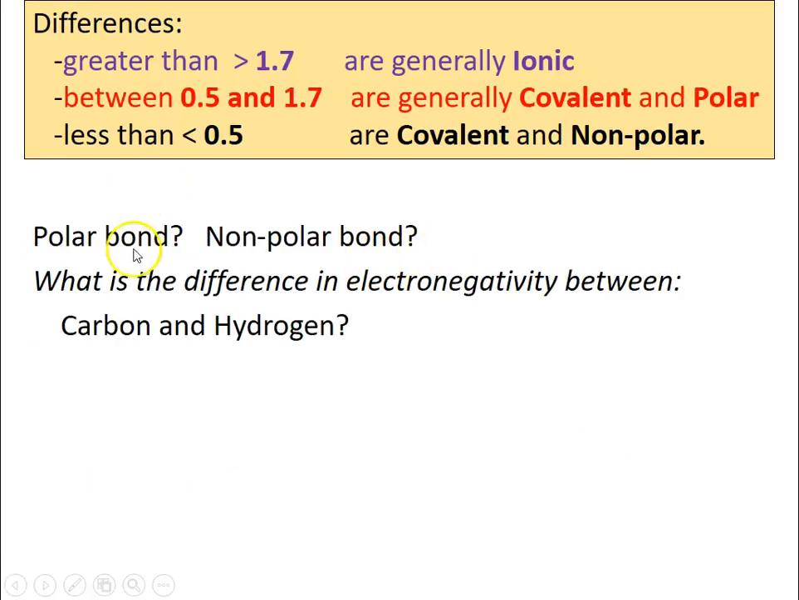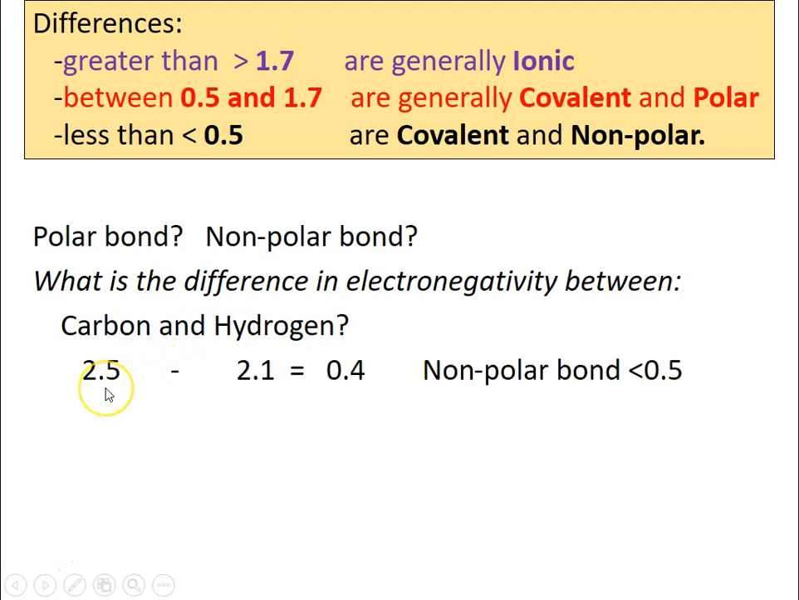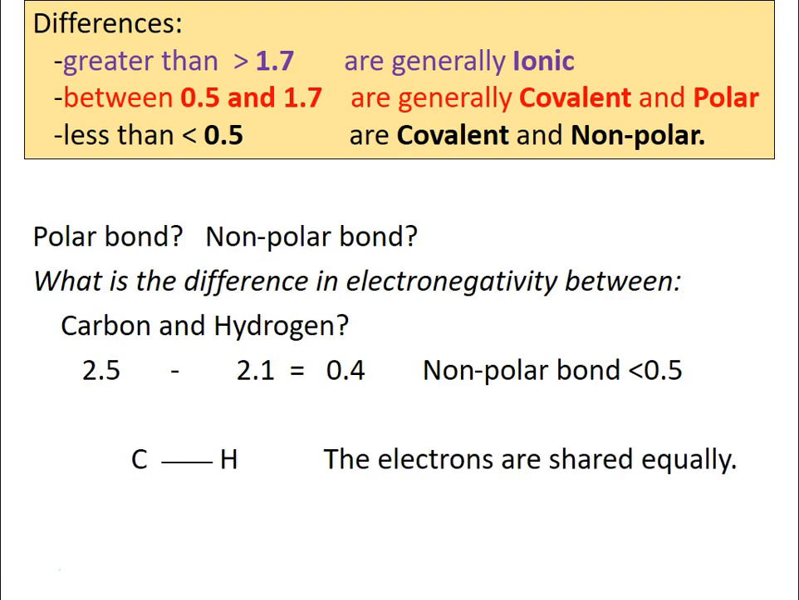Alright, so let's have a look at carbon and hydrogen. Are they sharing their electrons equally, or is one more electronegative than the other? So if you look back at the table, you'd see that carbon is 2.5, hydrogen is 2.1, so the difference between those is 0.4. So basically they're very similar. Their ability to attract electrons is very similar, so they share them fairly equally between them. So it's a non-polar bond.